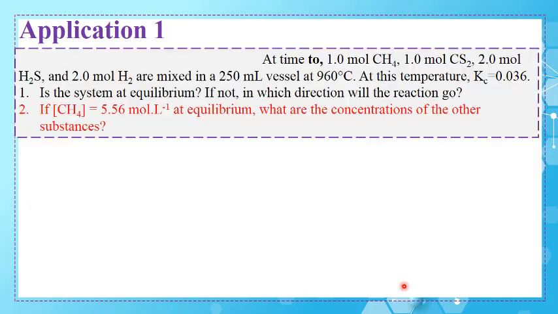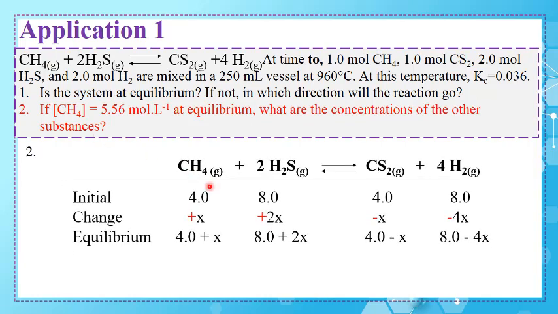This is question 1. The same application is written again here in order to have all the numerical values in front of you. Now, what is the second question? If the concentration of CH4 is equal to 5.56 mol/L at equilibrium, what are the concentrations of the other substances? Here, let's refer to an ICE table. Here is the reactional system. The initial concentrations are the ones calculated in the previous slide.